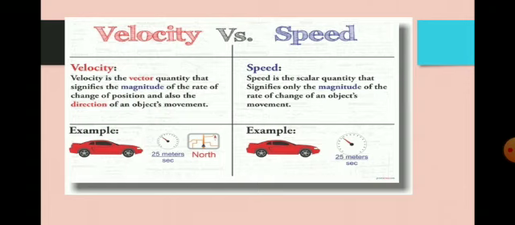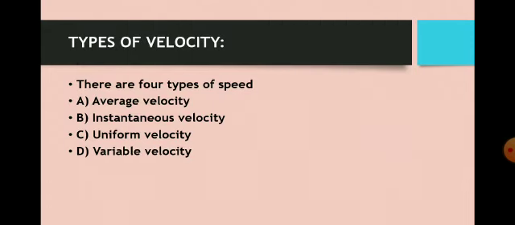Here the speedometer shows only the speed of the car, not the direction. As you see in your vehicles, in your cars and in your bike, in your motorcycle, the speedometer is fixed in these vehicles. There are four types of this velocity, that are the average velocity, instantaneous velocity, uniform velocity and variable velocity. So now we will discuss one by one.